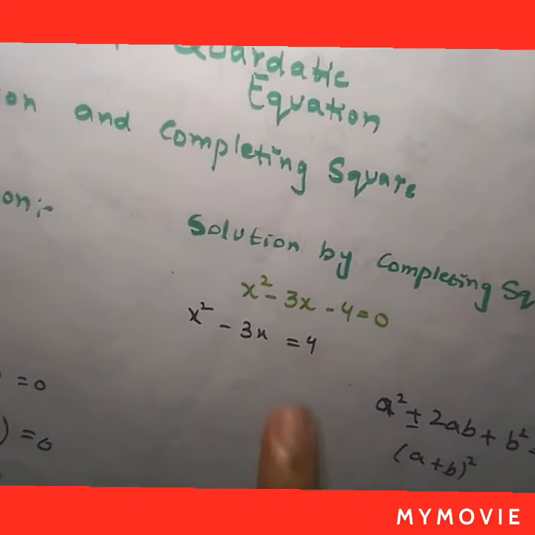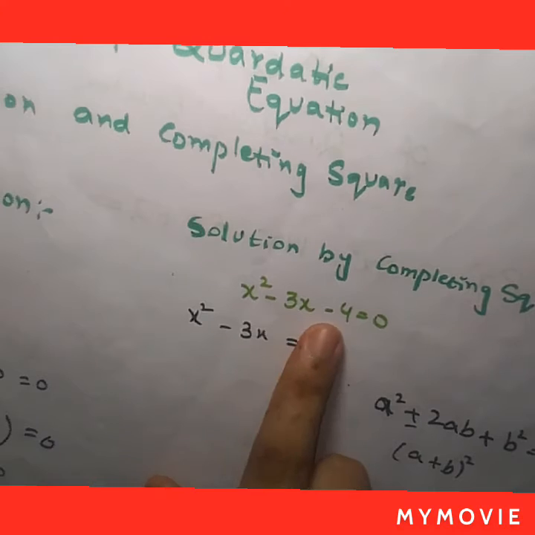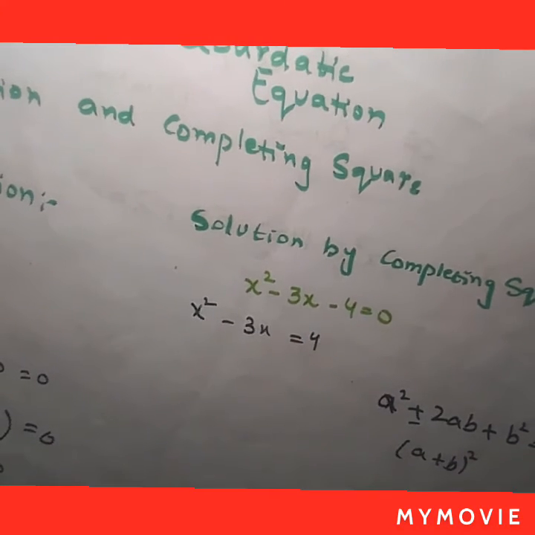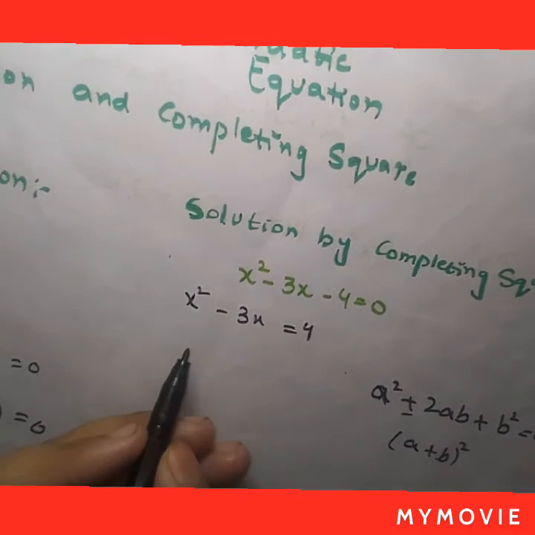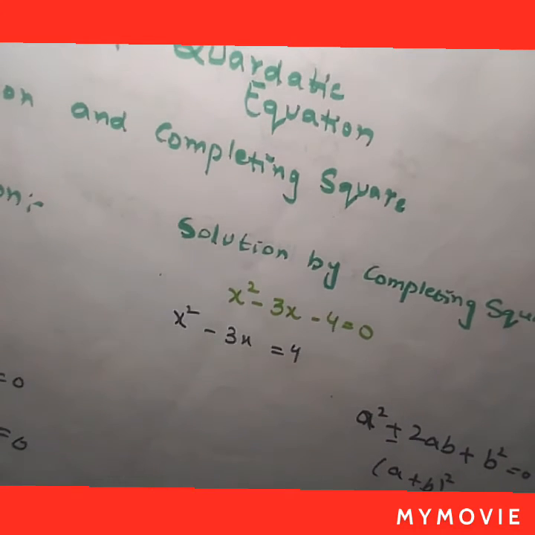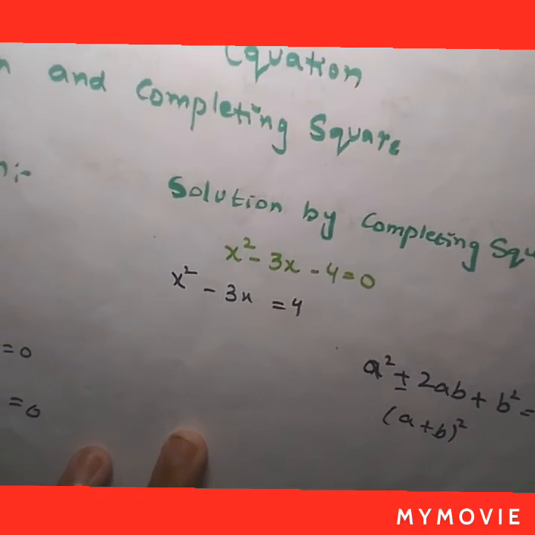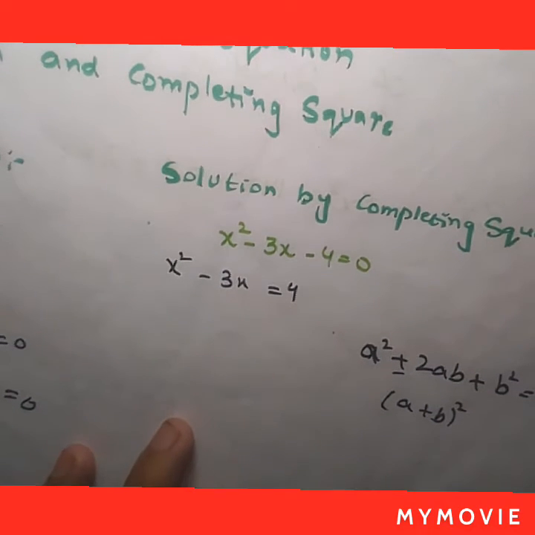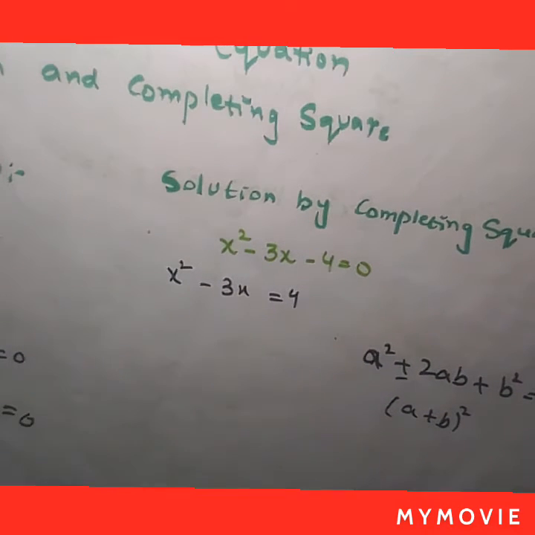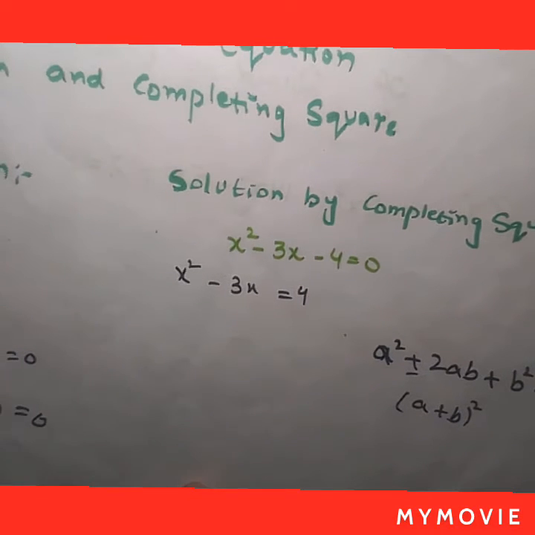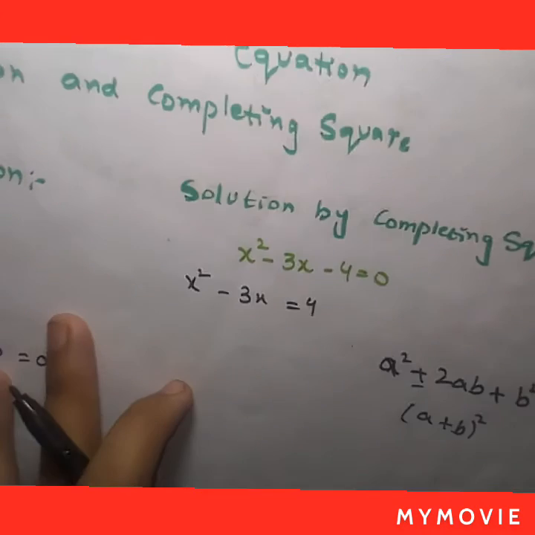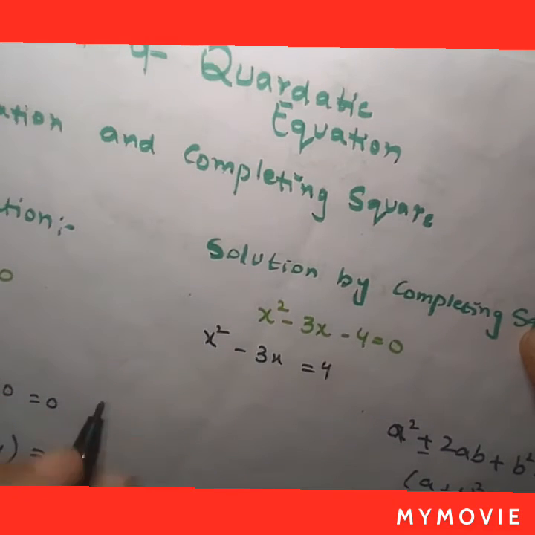Now, in order to find a and b in this equation, what is a and b? A is x, but b is missing. B is to be supposed by us, and what must 2ab be to give us 3x? It's difficult to understand in one second, but we have to follow a trick.